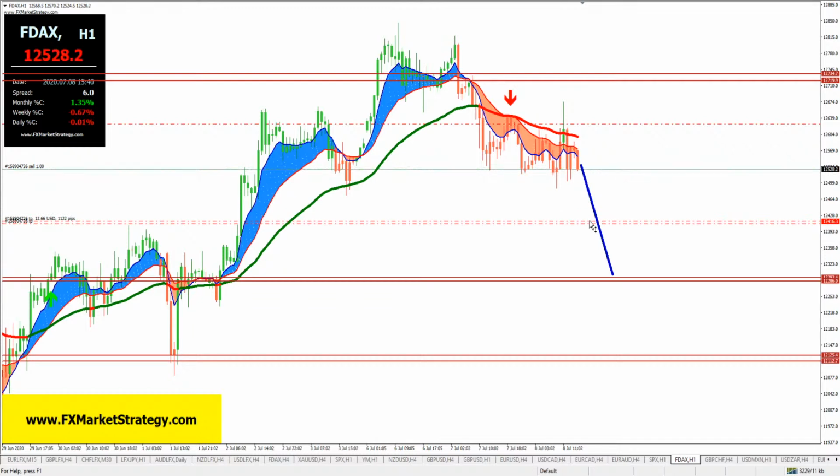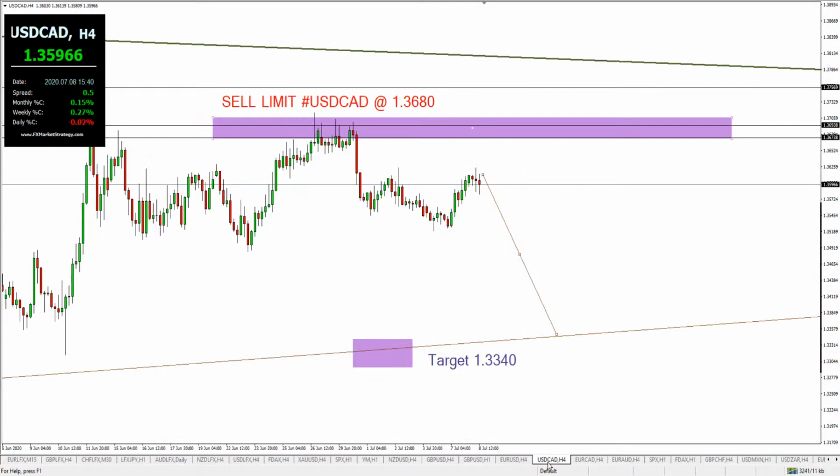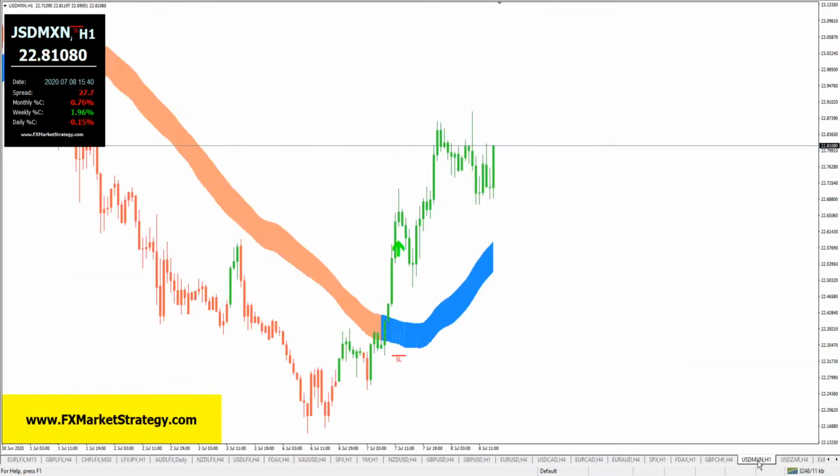So I'm going to go for only 100 points. Hopefully you can get this one. 520. So I'll go for 20 here. So hopefully you can get this 100 points down in the DAX and the EuroCAD. USD CAD I would avoid actually trading for now.